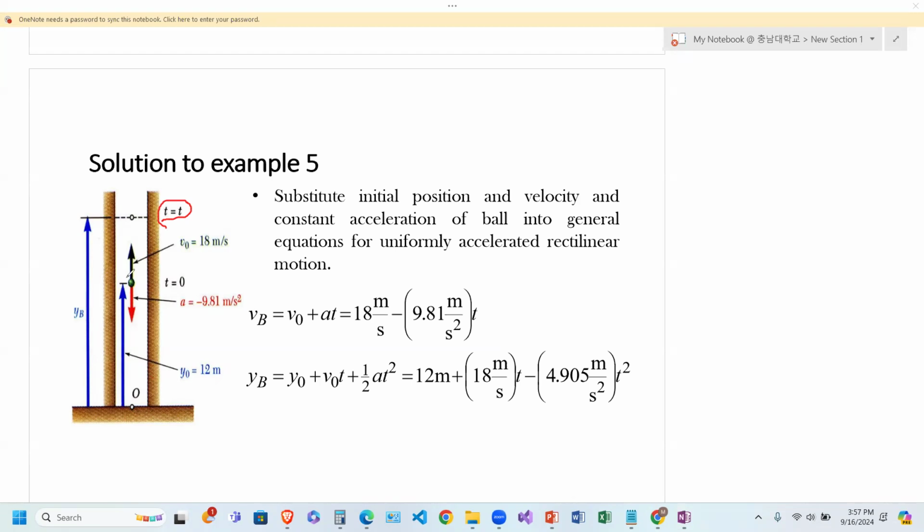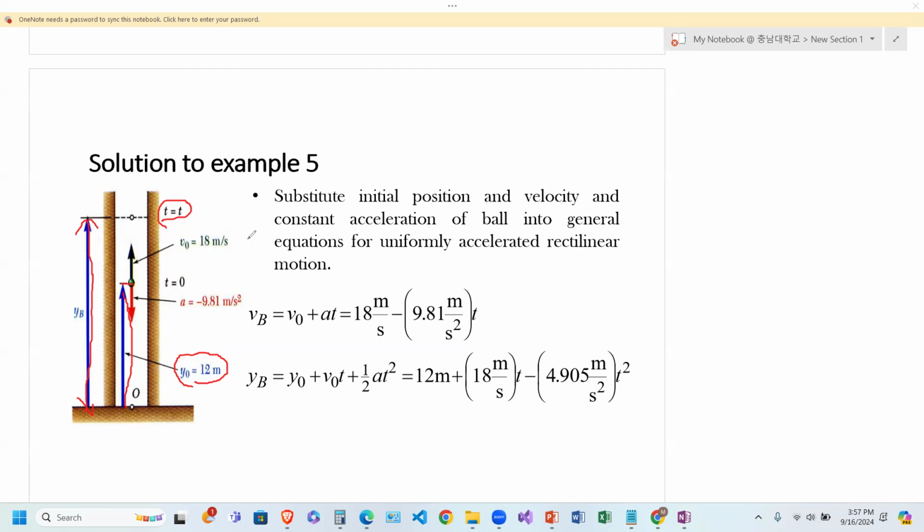But remember, the ball was thrown at t equal to 0, at a distance given as 12 meters. That is the y naught. But also we need to find the distance where the elevator will meet the ball, which will be given by yb. That is this distance, which we also want, okay?